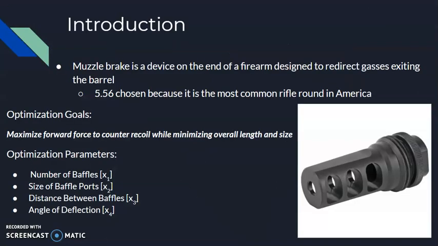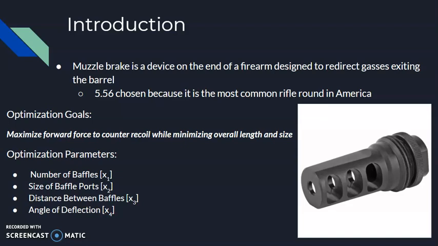A muzzle brake is a device attached to the end of a firearm which is designed to redirect the expanding gases behind the bullet. When a bullet is fired, the barrel of the rifle acts kind of like a jet engine, throwing the bullet and expanding gases forward and causing a force to be felt in the opposite direction while the bolt carrier group accelerates backwards.